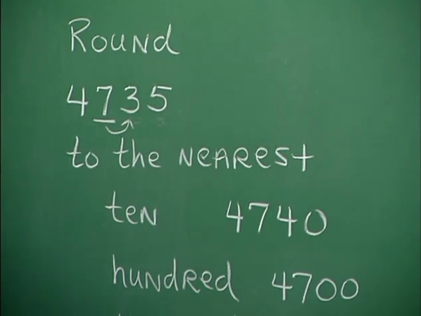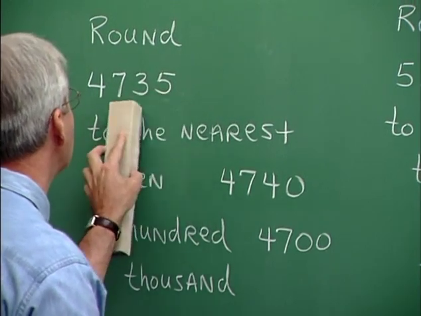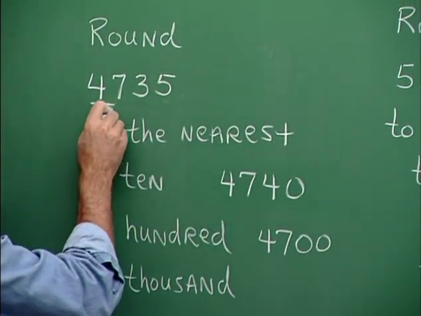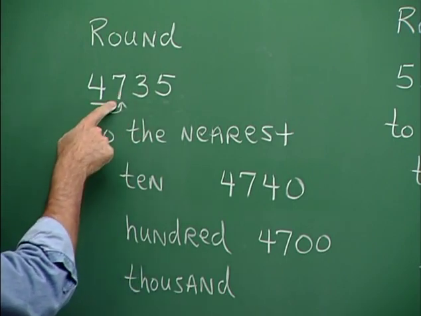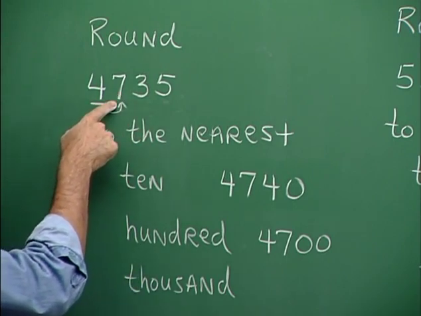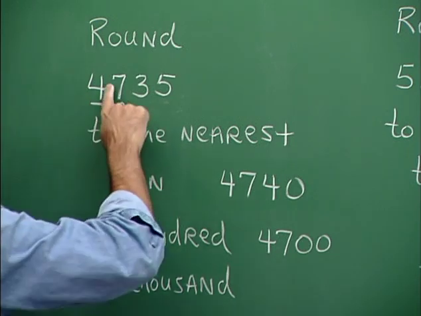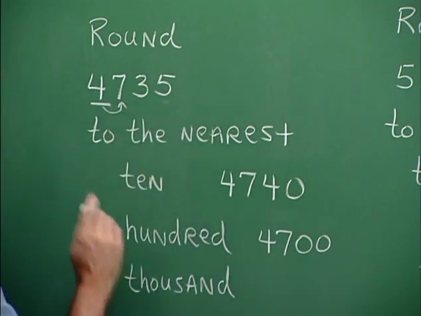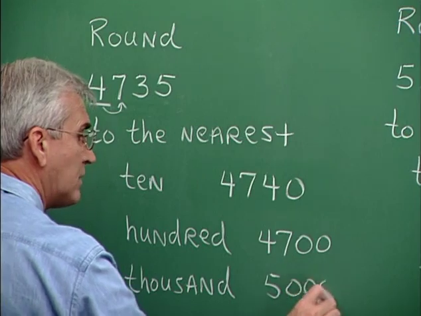To the nearest 1,000. Well, if we're rounding to the thousands digit, we identify the thousands digit and we look at the digit right next to it. We look at the neighbor, and this neighbor is 5 or bigger, you see, and therefore we're going to make that thousands digit 1 larger and change all of these into zeros. So to the nearest 1,000, this is 5,000.